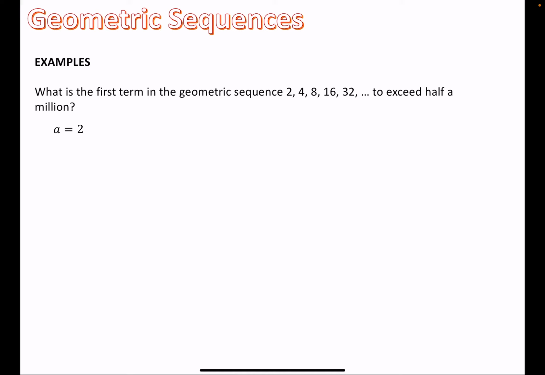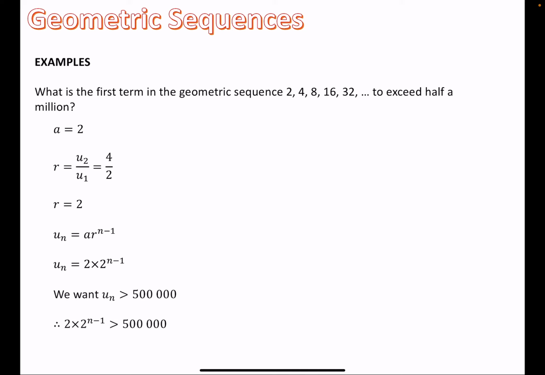So we know the first term. The first term is 2. We can see the common ratio is just 2, in which case we have a general form: un equals ar to the power of n minus 1 would be 2 times 2 to the power of n minus 1. We want that value to exceed 500,000. So we want 2 times 2 to the power of n minus 1 to be greater than 500,000. And then we're basically just working this through to find n.